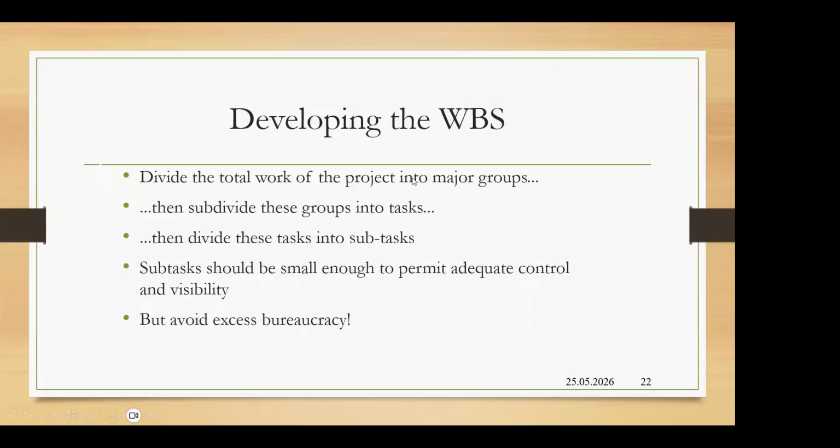So when we are developing a WBS, what are we doing? We divide the total work of our project into major groups. And then we try to subdivide these groups into tasks. And then the tasks are again divided into subtasks. So when we come to the subtask level, this subtask should be small enough.